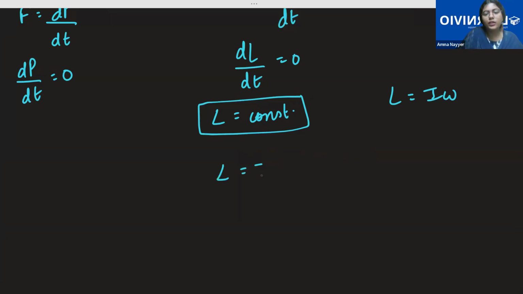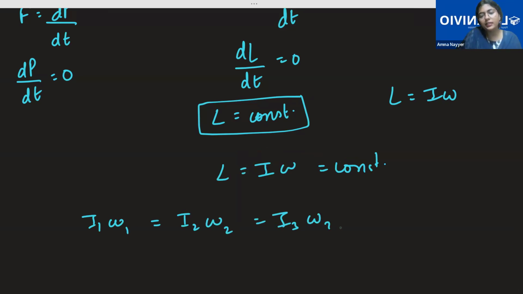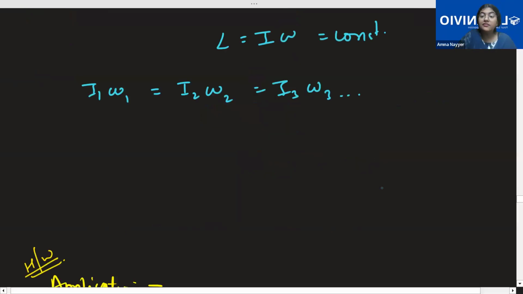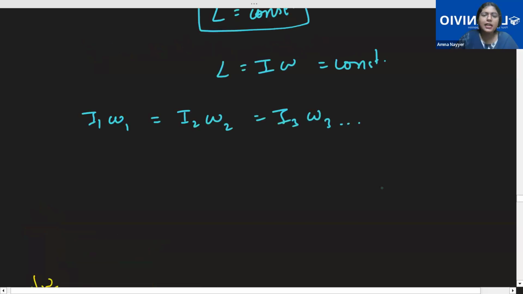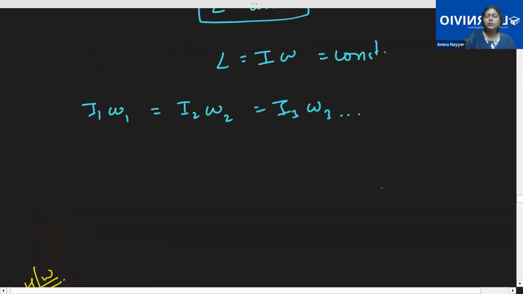See, L is equal to I omega. This will remain constant, meaning I1 omega 1 equals I2 omega 2 equals I3 omega 3. This will remain constant. And this is very important. In physics also, for your applications also, this is a very important part. And for your numericals, definitely it is. Applications, I'll tell you. So this is what you need to know.